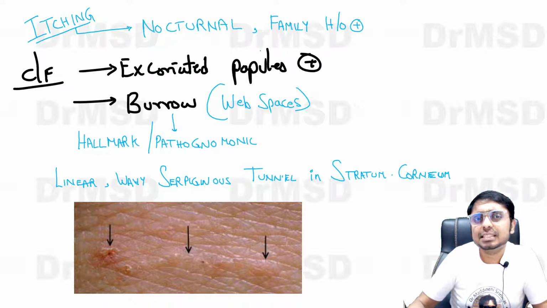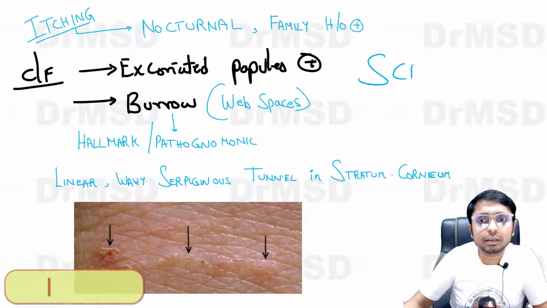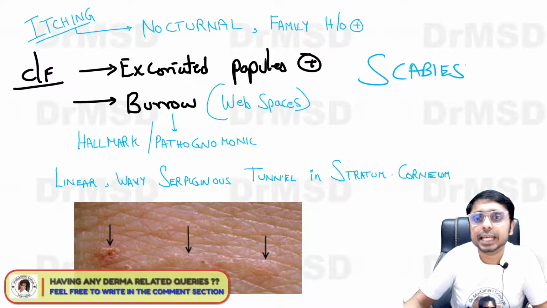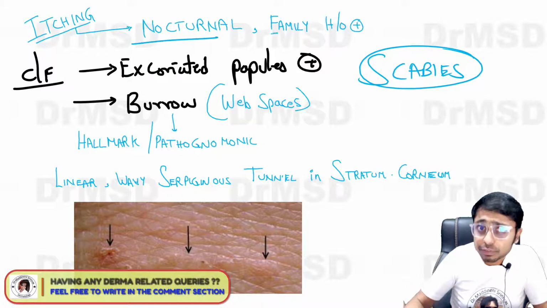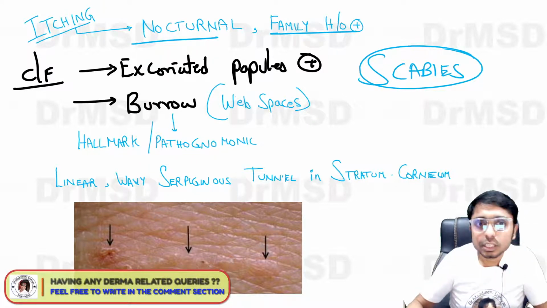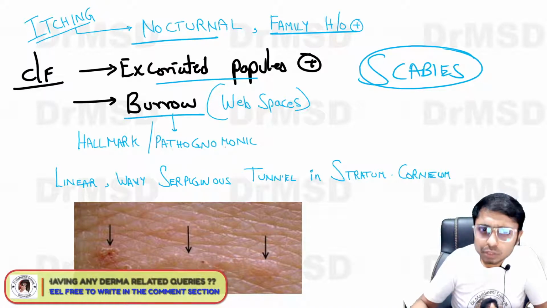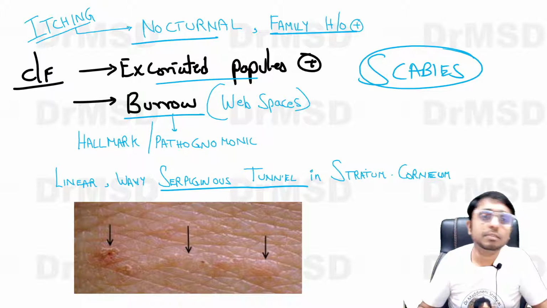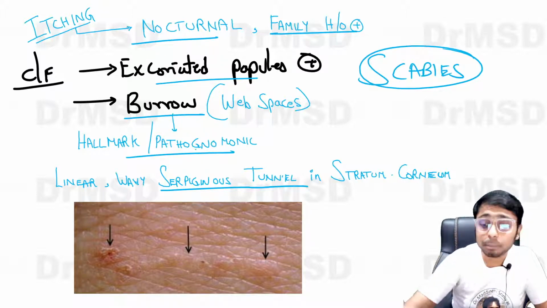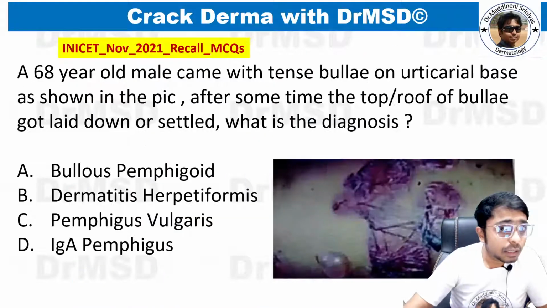And scabies, this is very simple. I don't want to waste the time. So for scabies, the buzzwords will be family history, nocturnal itching, though nothing has been mentioned in the question, excoriated papules, burrows, serpiginous tunnel, and most importantly web spaces will be involved. Burrows are the hallmark or pathognomonic lesions in scabies.